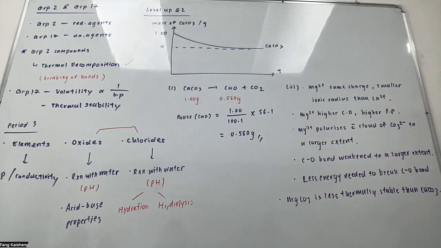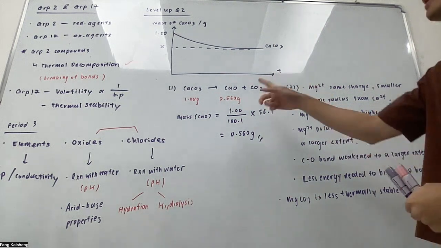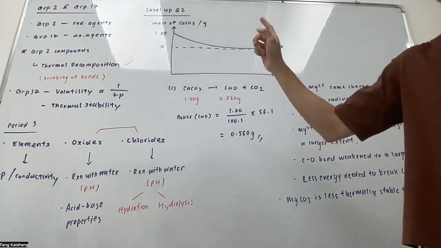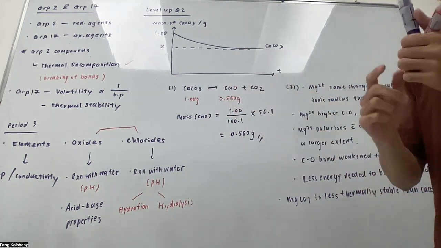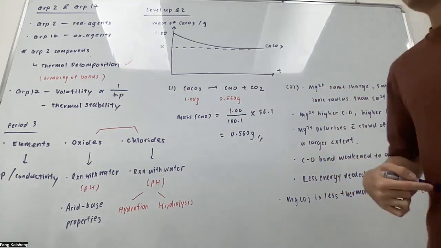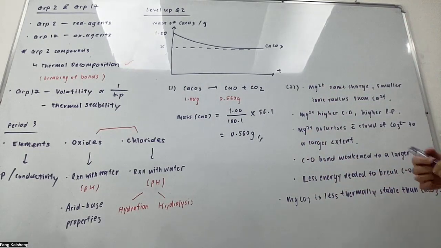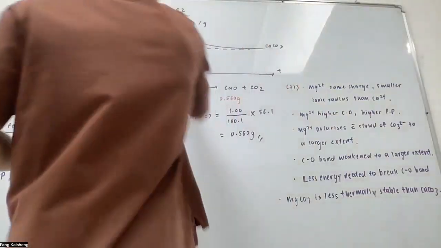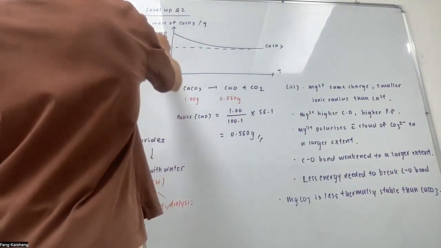The answer for part 1 is number 4. You should have calculated the value of X. I mentioned already, X represents the mass of calcium oxide. And you just need to find the mole ratio and multiply by the MR. Shouldn't be a 2 here. So let me change the value of X to be 0.560.